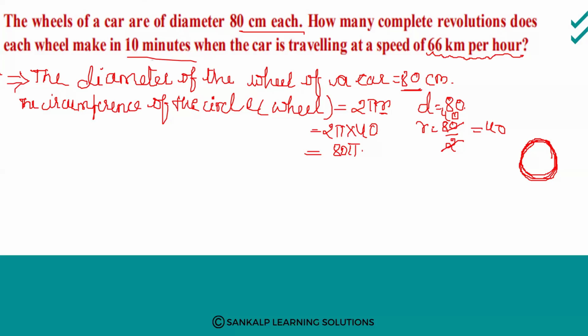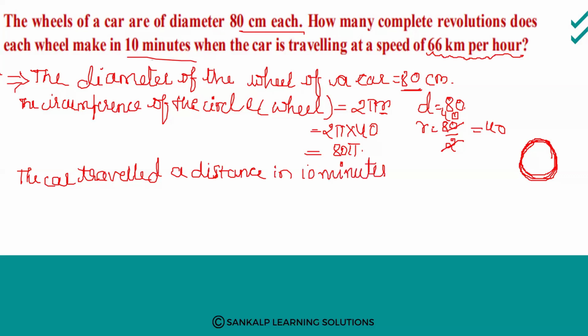Next, car traveled a distance in 10 minutes. See here, how many complete revolutions does each wheel make in 10 minutes? So car traveled a distance in 10 minutes at a speed of 66 kilometer per hour, right?